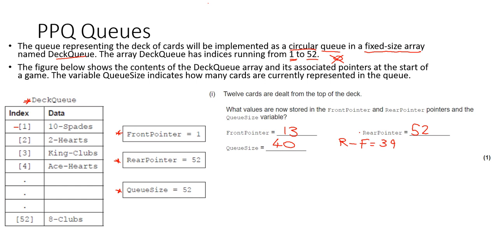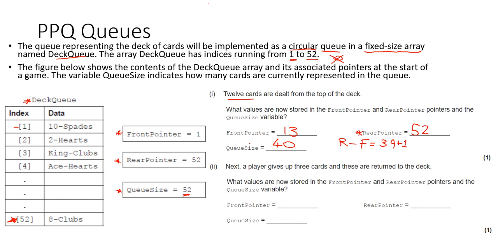But that's because in this implementation, instead of what we were doing before, where the rear pointer pointed to an empty space, the rear pointer points to the last item in the list. So it's just a slightly different way of doing it. In which case it includes that last item, 40, or alternatively, we knew the queue size was 52 anyway. If we subtract 12, which we're dealing off, it's going to become 40.